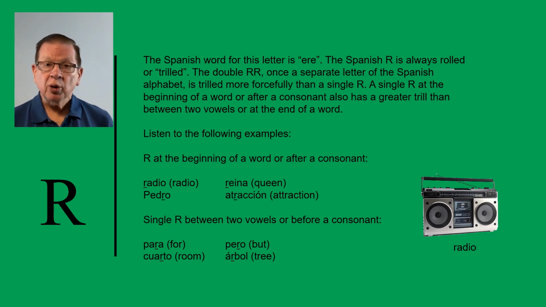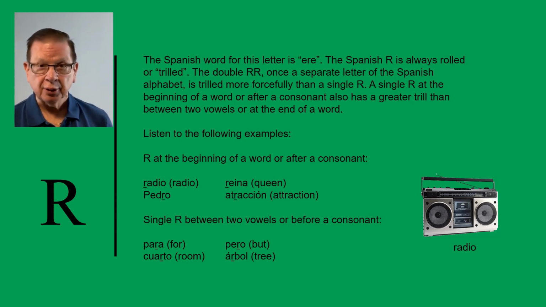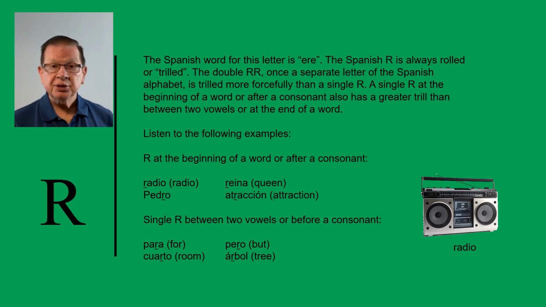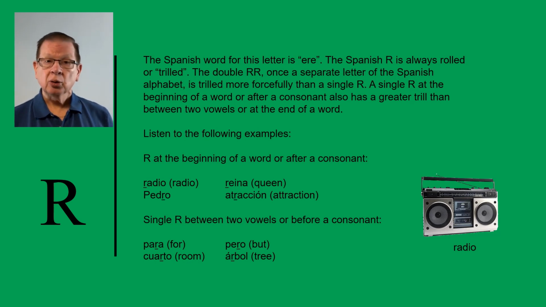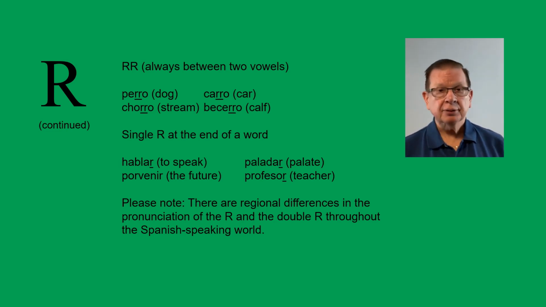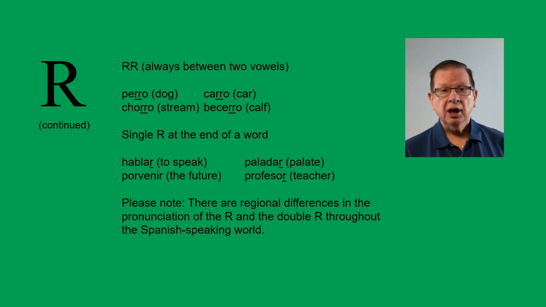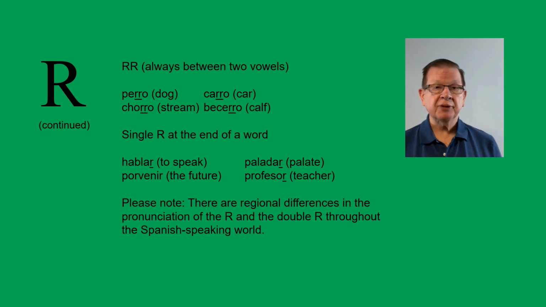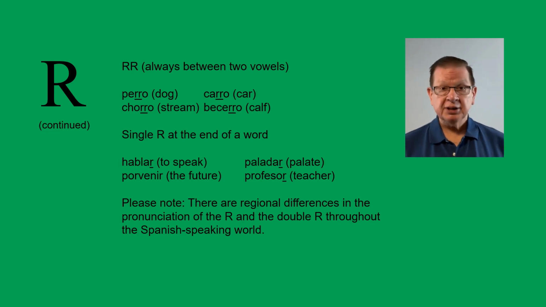Listen to the following examples. R at the beginning of a word or after a consonant. Radio, reina, Pedro, atracción. Single R between two vowels or before a consonant. Para, pero, cuarto, árbol. Double R always between two vowels. Perro, carro, chorro, becerro. Single R at the end of a word. Hablar, paladar, porvenir, profesor. Please note there are regional differences in the pronunciation of the R and the double R throughout the Spanish-speaking world.